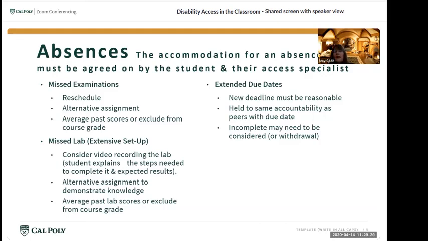A missed lab, and we do hear about this now and then, labs that are missed, and there was extensive lab setup and the lab is now torn down. So, that's a great time to reach out to the student's access specialist and try to problem solve how to still get at that student's knowledge without having to reset up the lab.